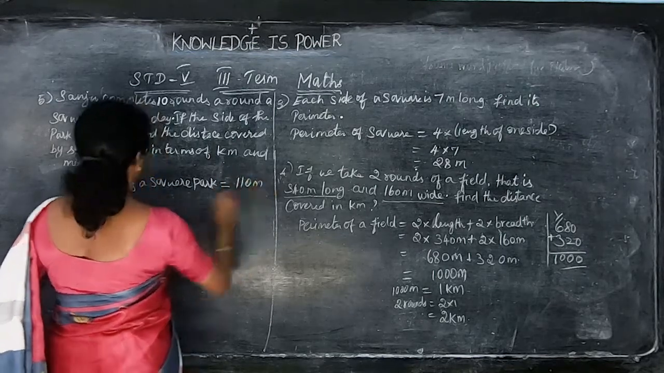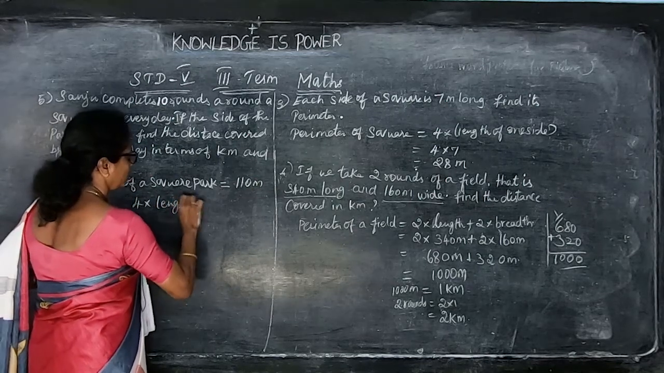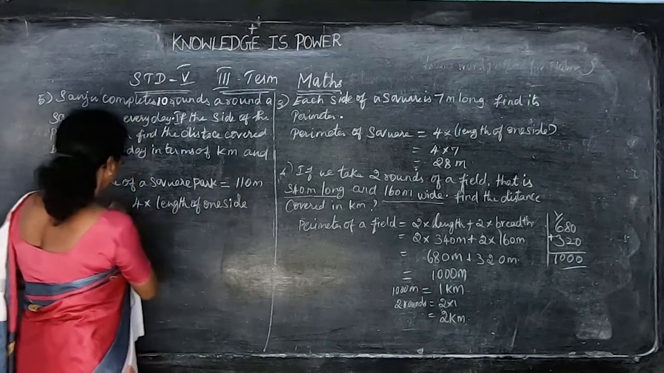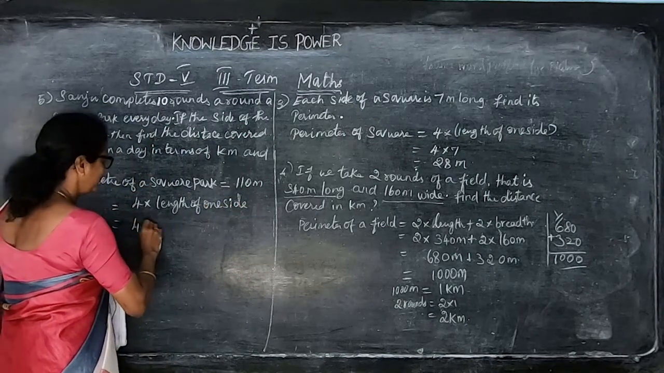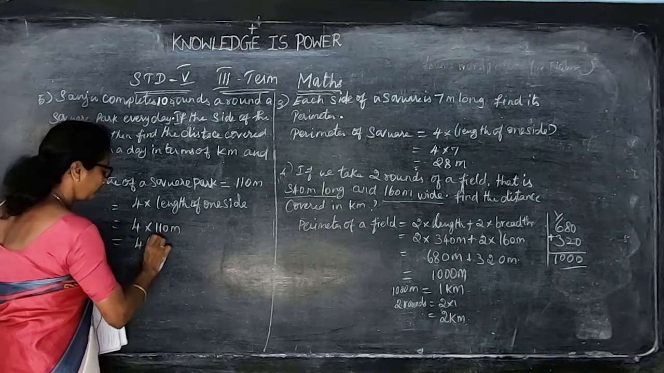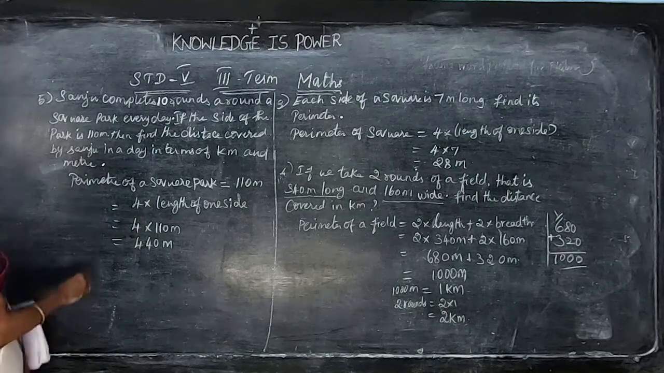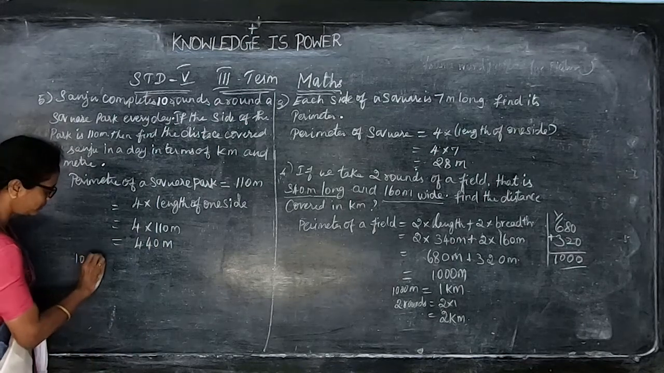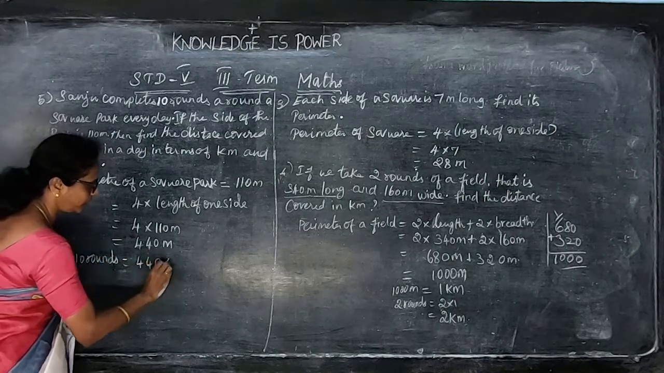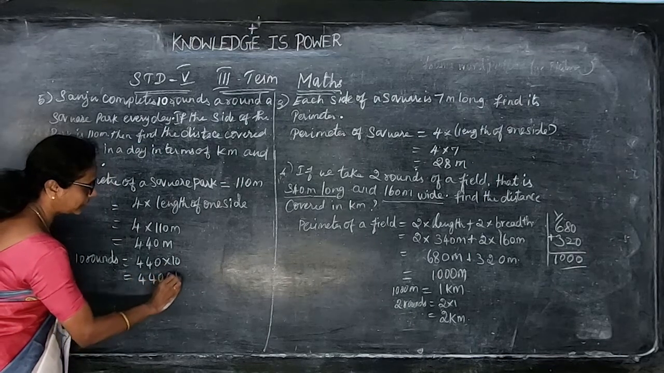110 meters. So 4 into length of one side, that is equal to 4 into 110 meter, that is equal to 440 meter. What they are asking is for the 10 rounds. For 10 rounds, 440 into 10, that is equal to 4,400 meter.